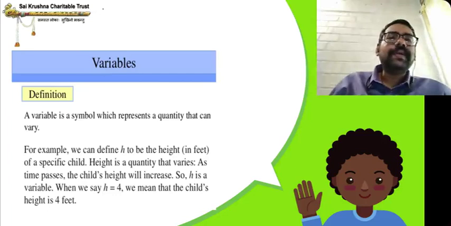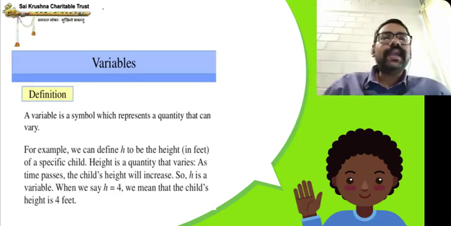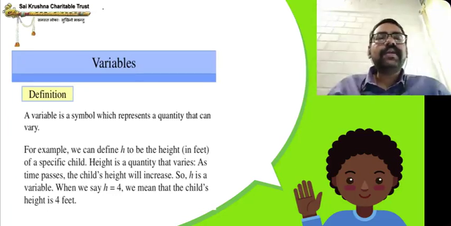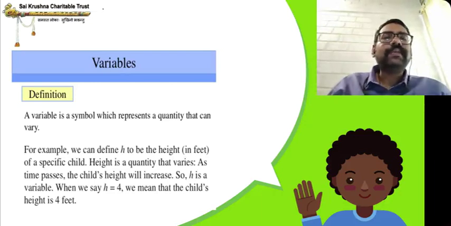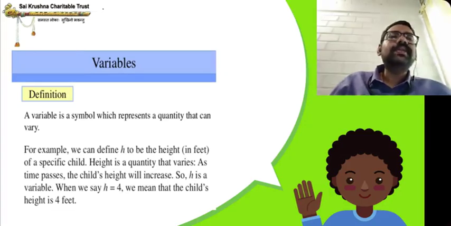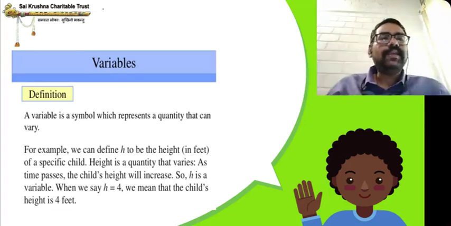Height is a variable. As time passes, the child's height will increase. So h is a variable. When we say h is equal to 4, we mean the child's height is 4 feet. So height is not constant. As a child grows up, height will change. It will vary. That is an example of a variable.